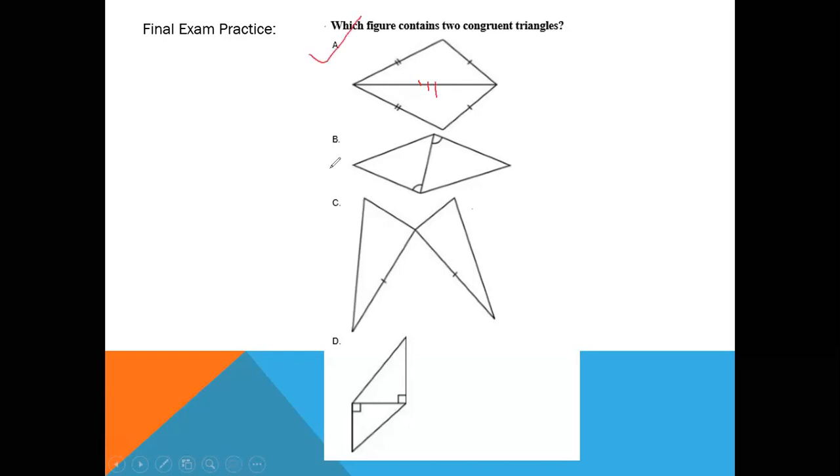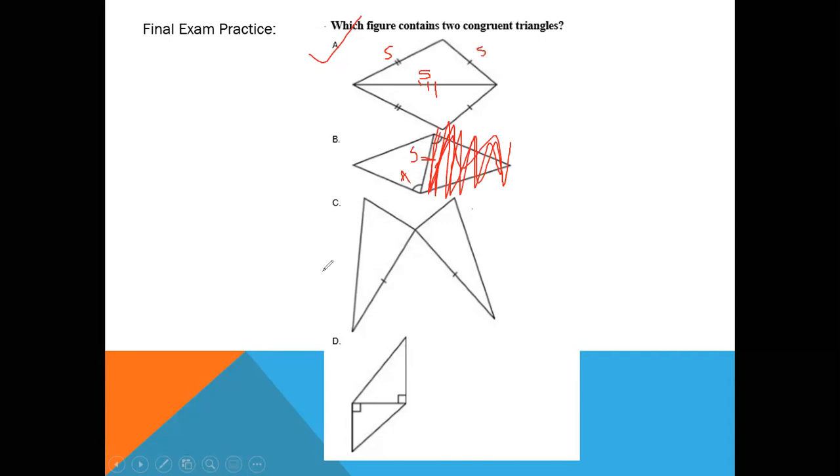What about B? No. You are allowed to mark this side, but you need to cover up one triangle. So you only have an angle and a side. This is not angle, side, angle, because the angles are in two different triangles. So only look at one triangle at a time to help you. You have an angle and a side. That's not enough. You need three things. Here I have side, side, side, all in one triangle.